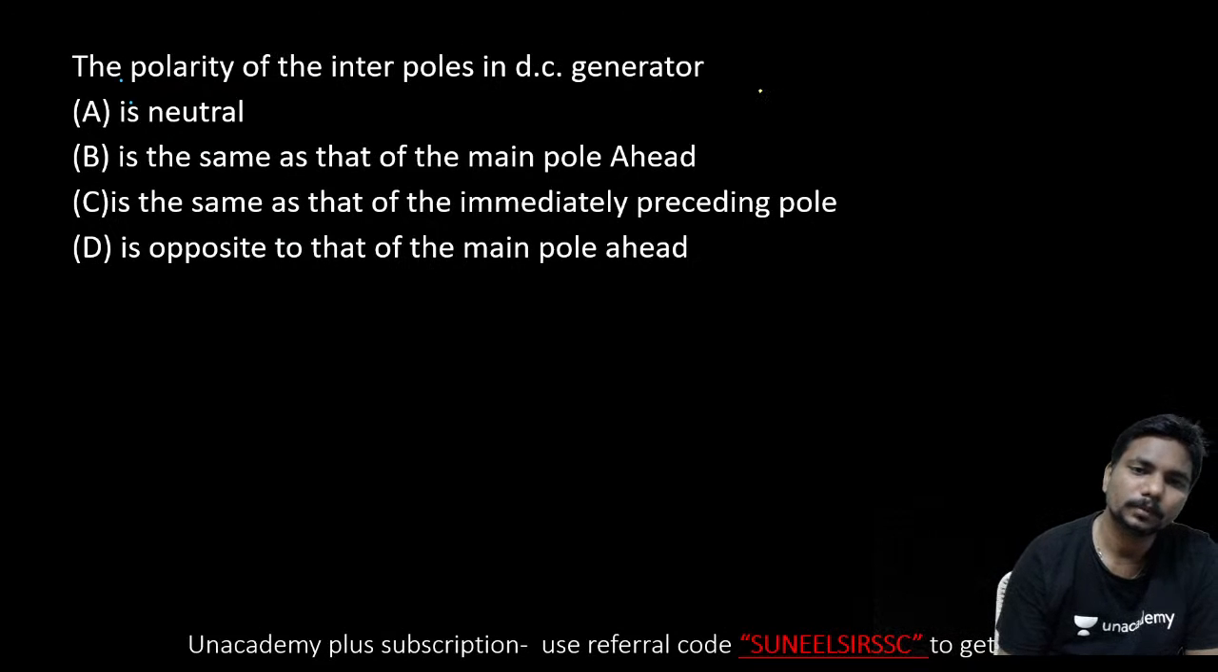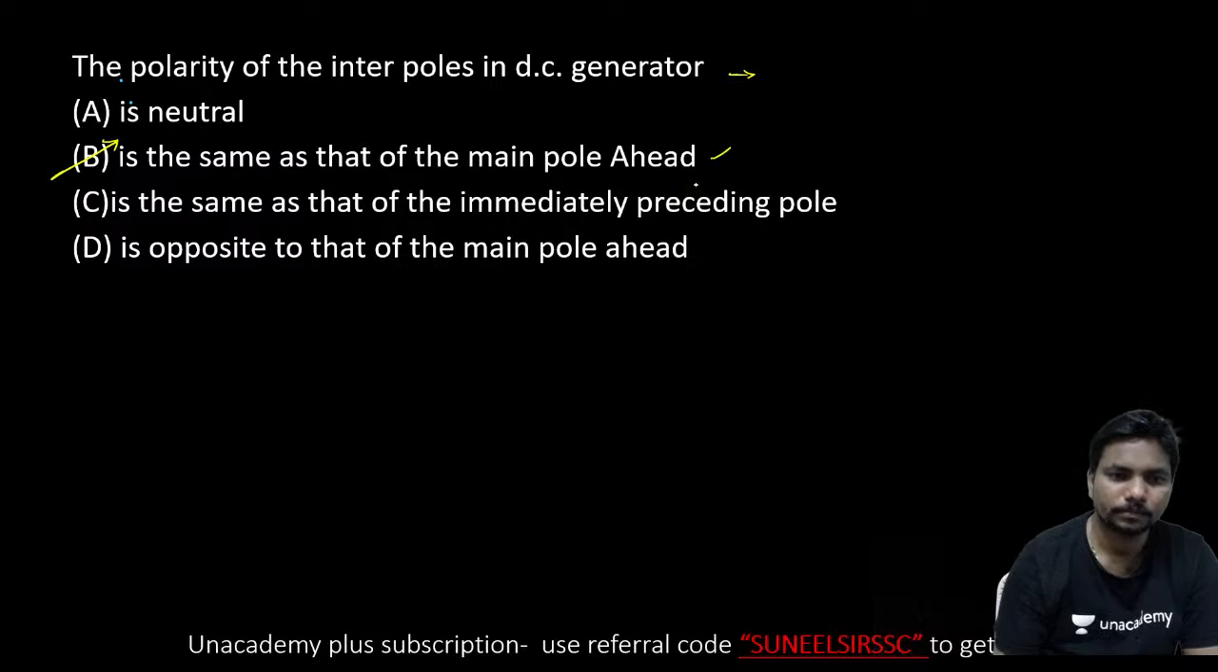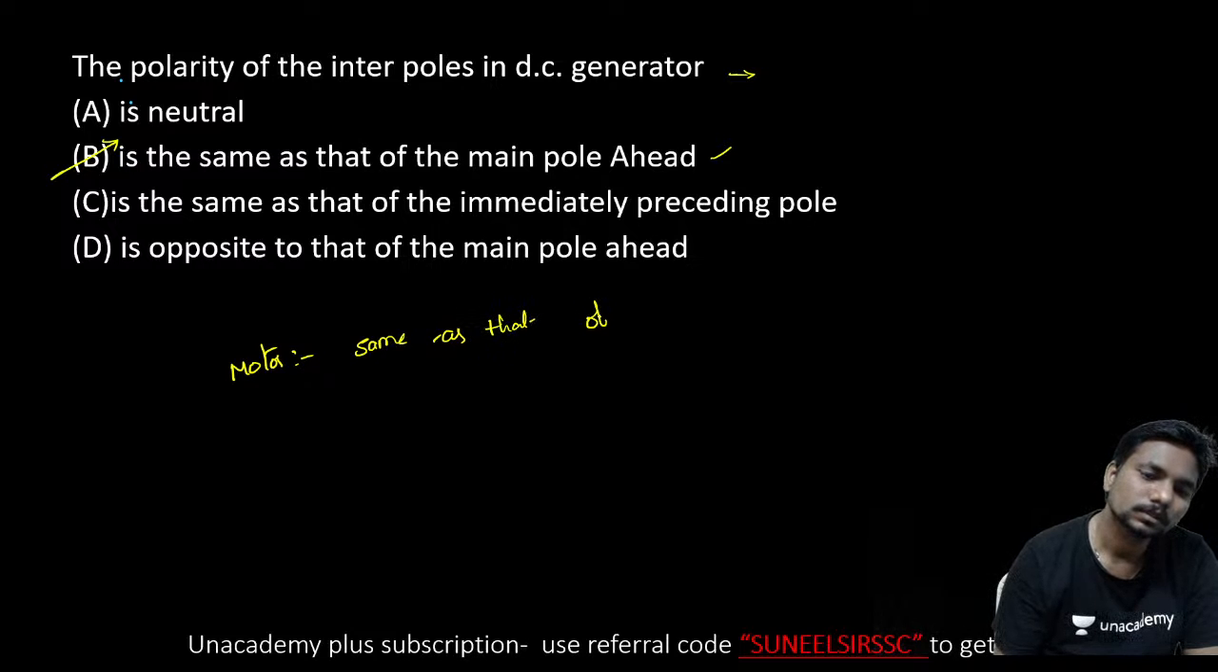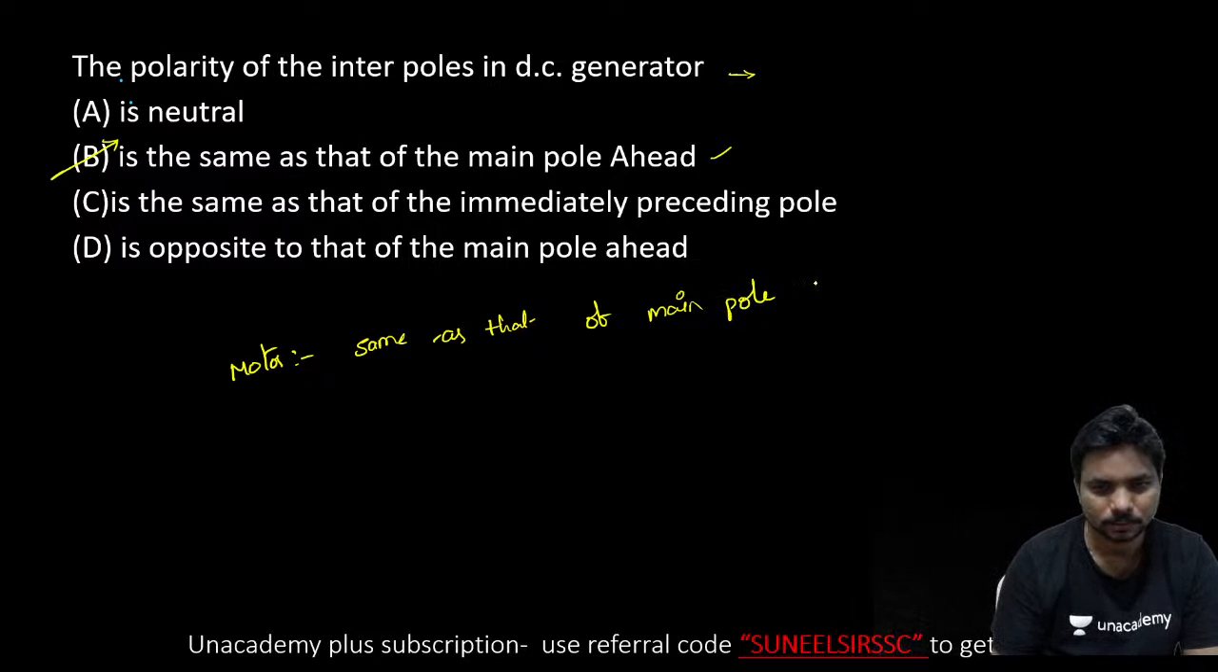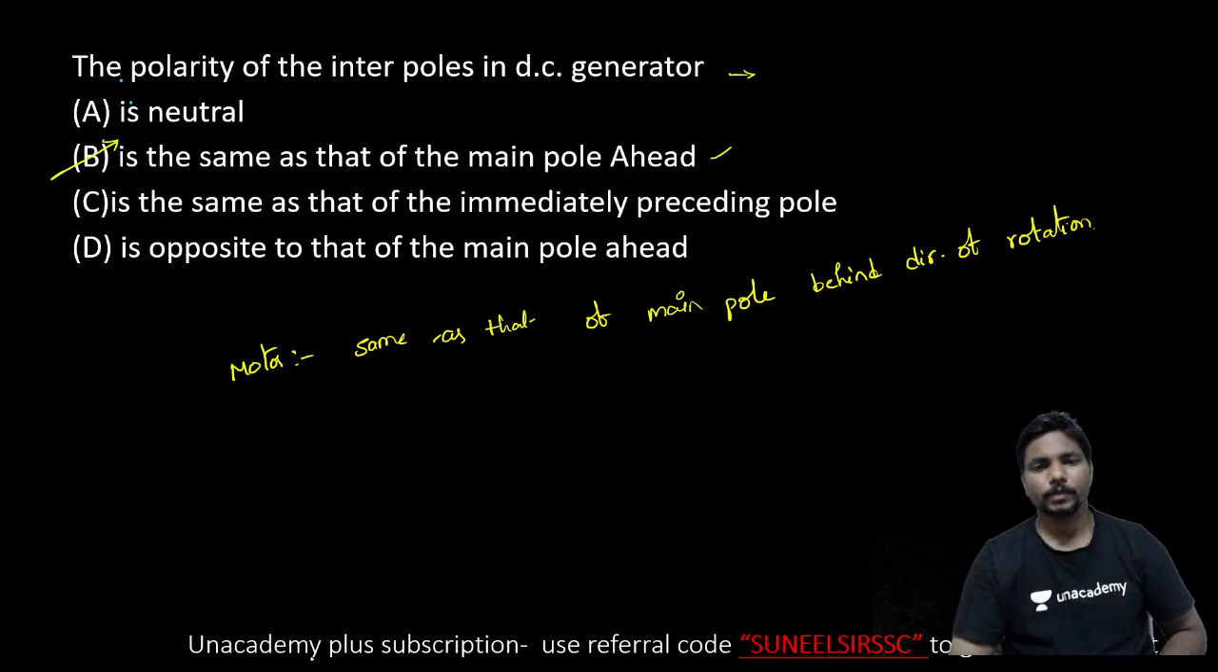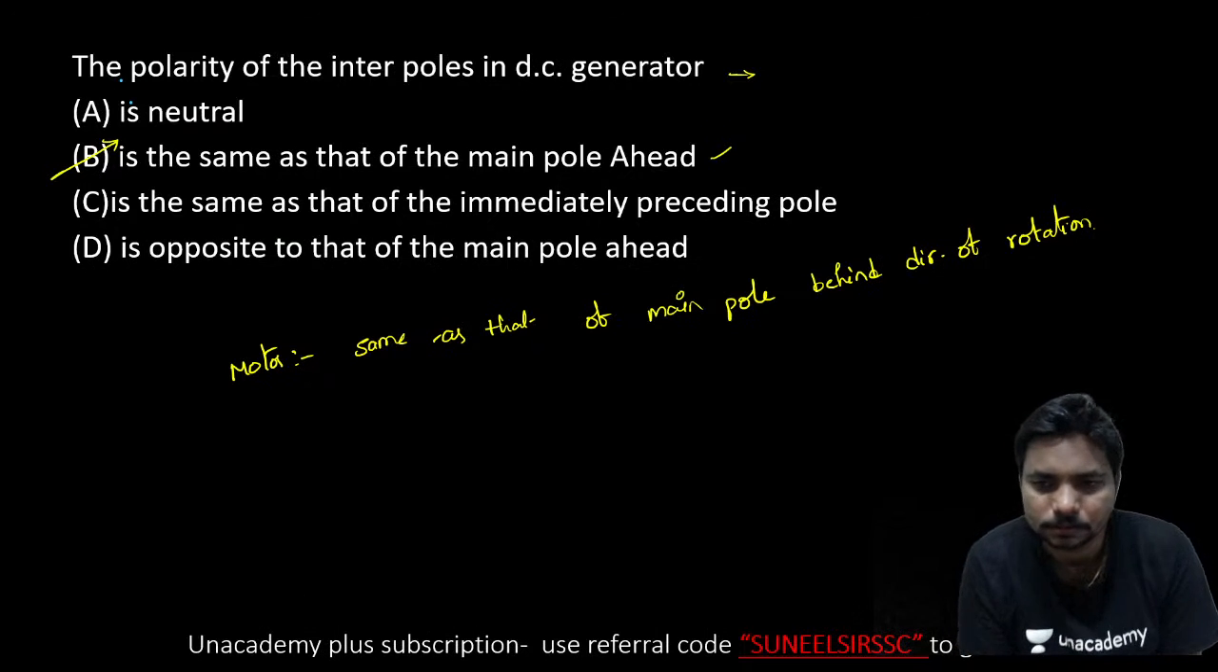The polarity of interpoles in a DC generator is the same as that of the main pole ahead. In case of a motor, it is also the same as that of the main pole behind the direction of rotation.